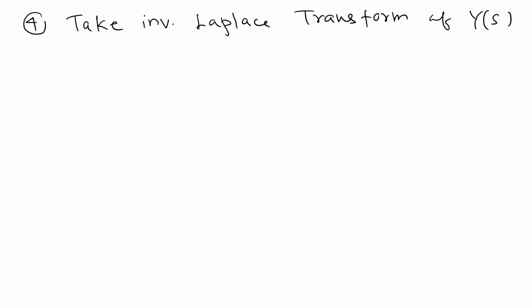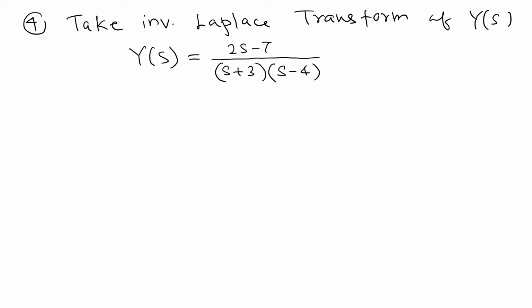So the first step is to take the inverse Laplace transform of Y(s). So we start with the Y(s) expression. We have Y(s) equal to (2s minus 7) over (s plus 3)(s minus 4). So what we do, we try to find the inverse, and we use partial fractions.